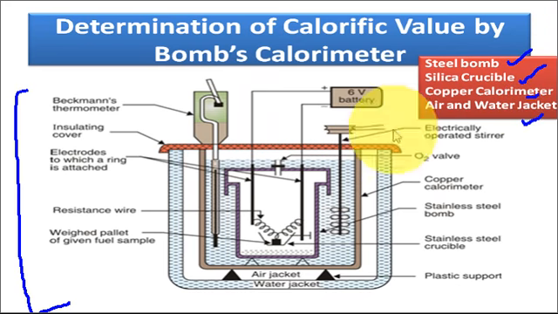First is the steel bomb. Look at my cursor here. This is the steel bomb, where I am pointing, this part is called the steel bomb. Clear? This steel bomb consists of a strong stainless steel vessel which is capable of bearing 50 atmospheric pressure.